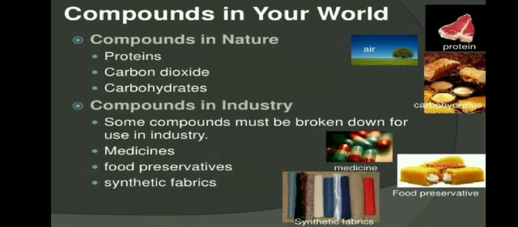So compounds in your world, that is compounds in nature: proteins, carbon dioxide, carbohydrates, and then compounds in industry. Some compounds must be broken down for use in industry: medicines, food preservatives, synthetic fabrics. So these are some of the compounds. That is, compounds are nothing but a combination of two or more elements joined together. So these are some of the compounds which we experience in our daily life.